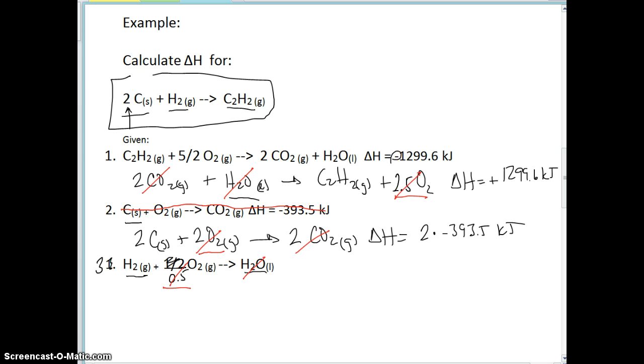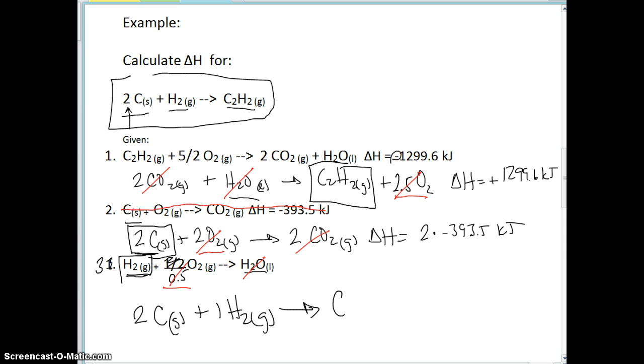Let's see here. I'm going to just start writing some stuff down here. So here I see 2 carbon solids, and then here I see 1 mole of H2 gas, and then over here I see C2H2, just one of those. Let me double check that is the same as what I originally wanted. So I am now ready to take my sum.